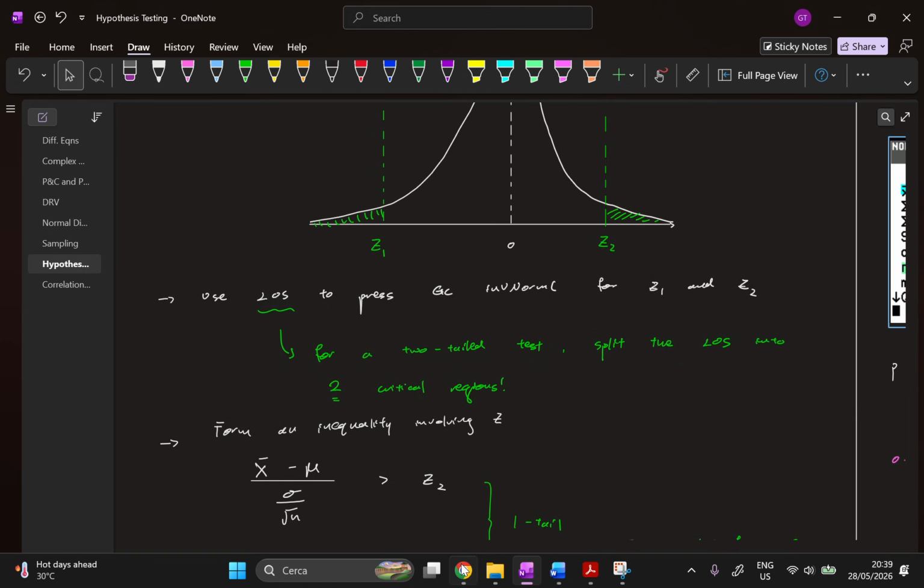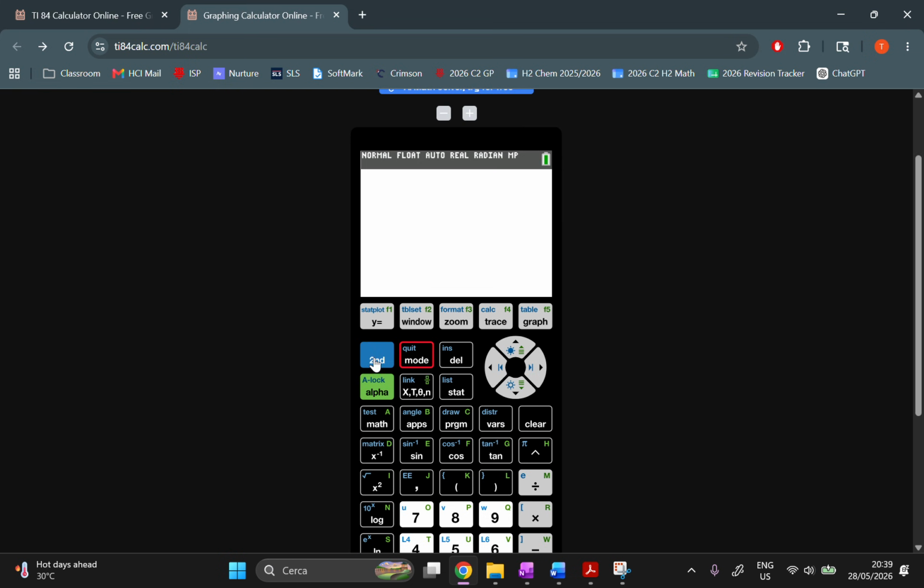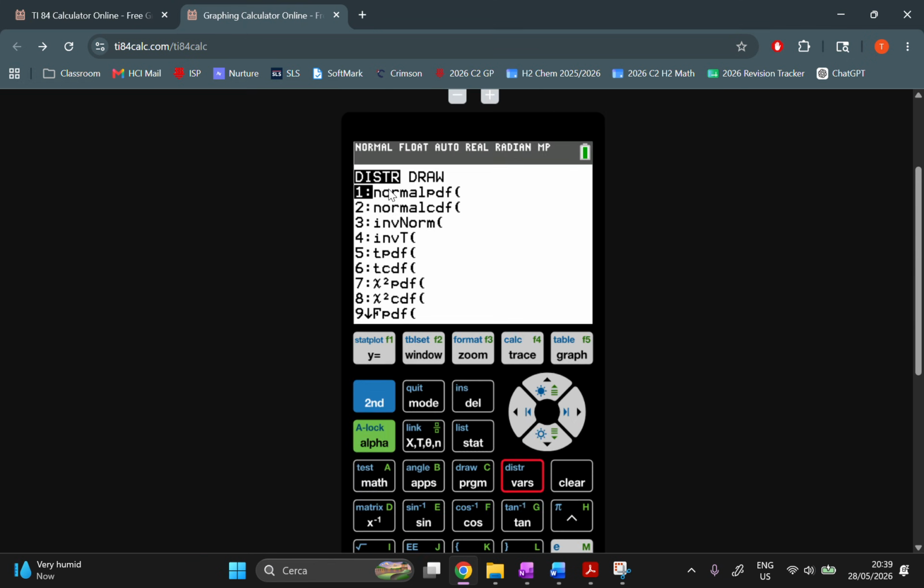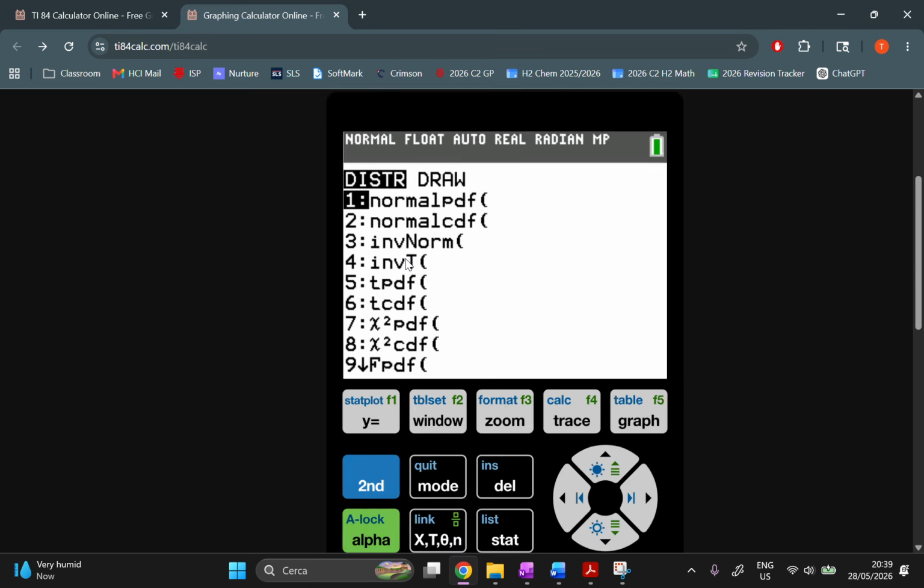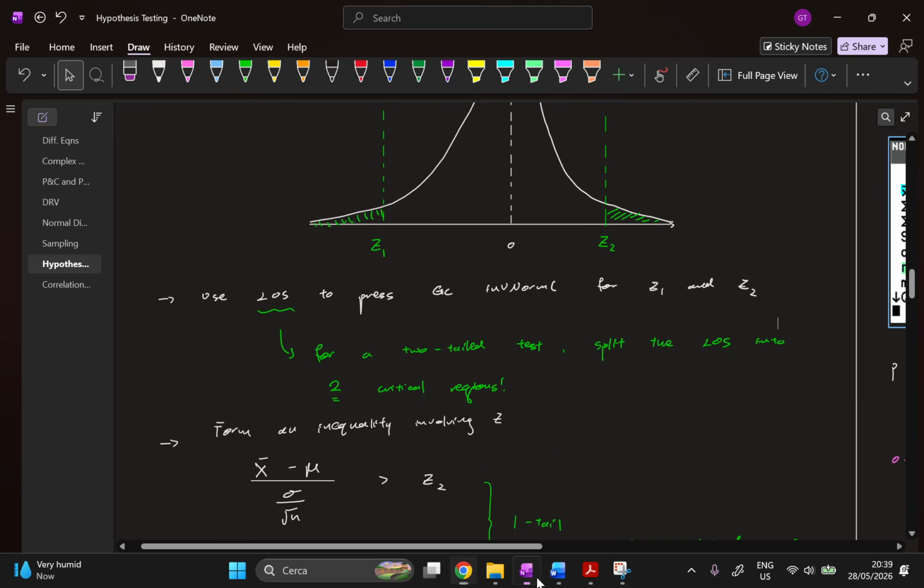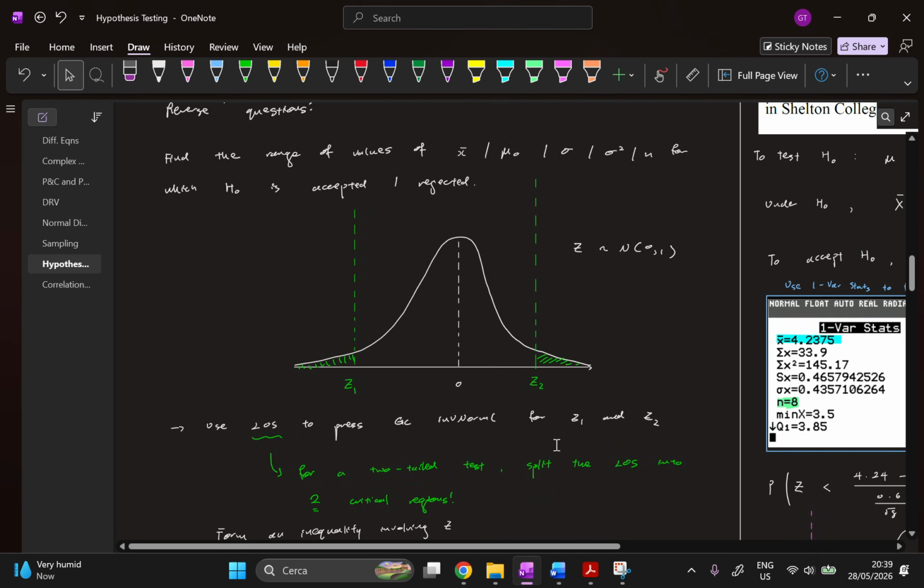I hope you remember where your inverse norm is. It's just second vars, you go to distribution here, and then normal PDF, normal CDF, etc. I don't think I should have gone through this. I just wasted your time, I'm sorry. I hope this is still fresh to you. You have been going through that menu all the way from chapter S2 onwards. It's been at the very least 6 to 8 weeks of you navigating to that menu in your TI-84 already. So you should be quite familiar with what I'm talking about.